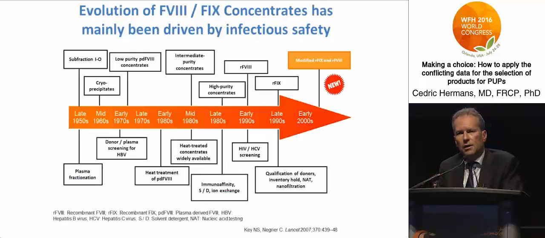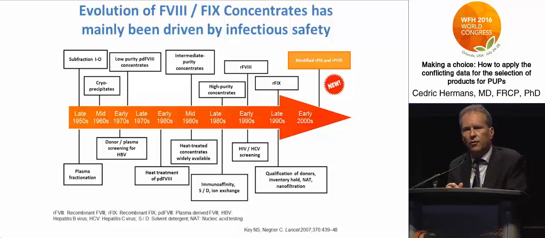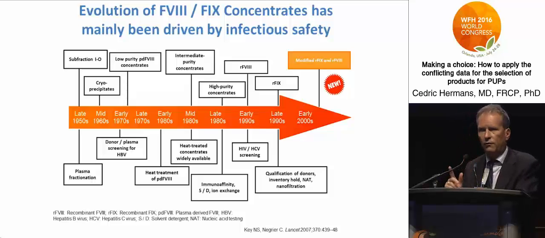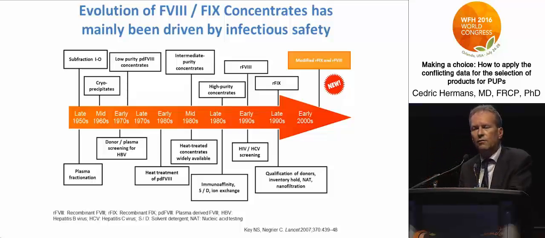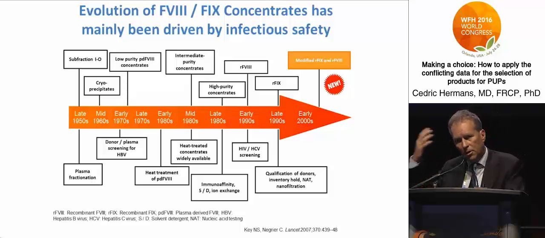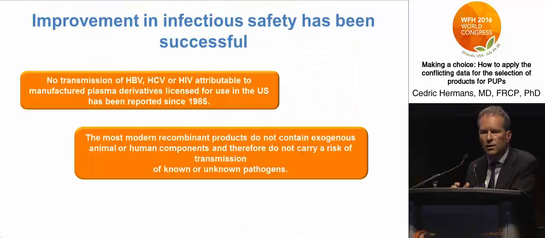And this busy slide summarizes all the major developments which have been achieved in terms of factor VIII replacement therapy and factor IX replacement therapy over the last decades. And I would like to stress the fact that most of these developments were driven by the need to improve safety. It's clear that with the development of factor VIII and factor IX by biotechnology, it's now possible to build upon nature and to modify the structure and the properties of this protein. So clearly, the improvement in infectious safety has been a very successful story.